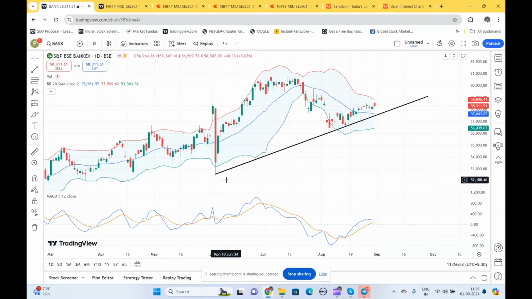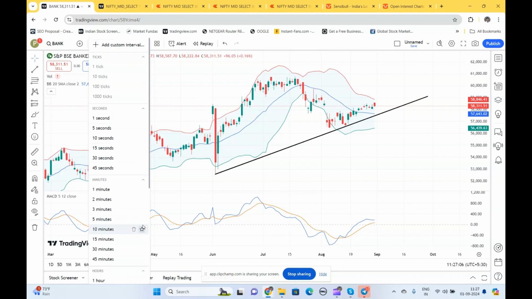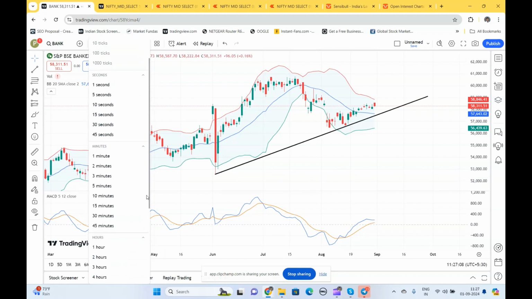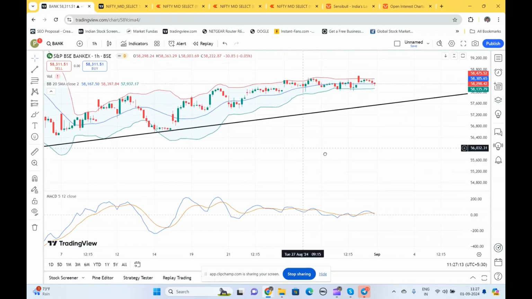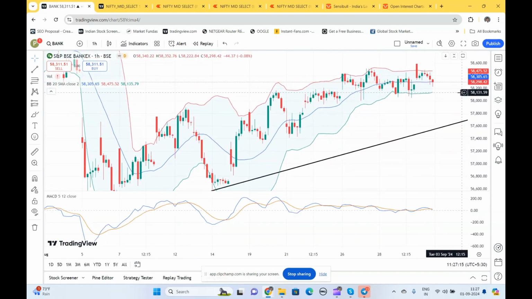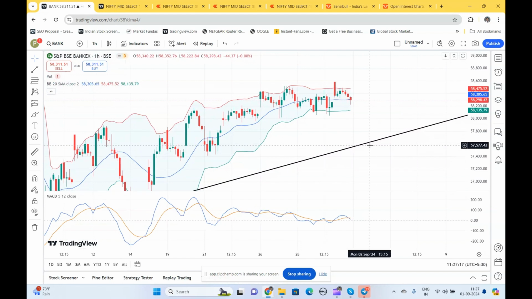I have also drawn a trend line, and when it touched the trend line, it went up. So the trend line becomes the support. If we change this from daily to hourly, you can have a clearer look. This is how the trend line comes. It's somewhere close to 57,600 or 57,700, and keeps on changing. So this is a good support.